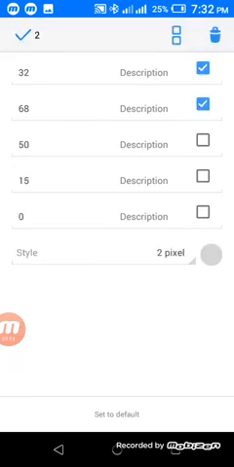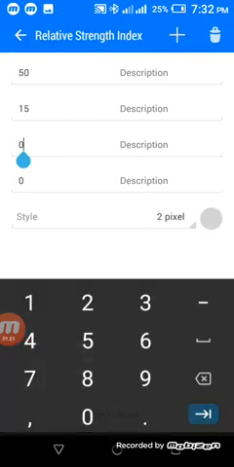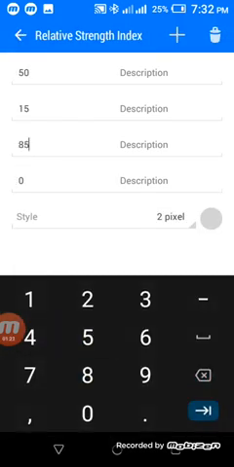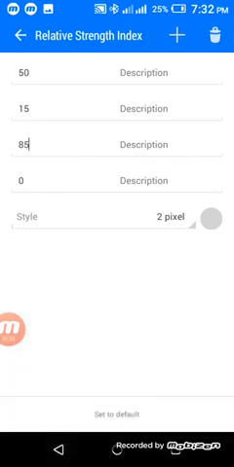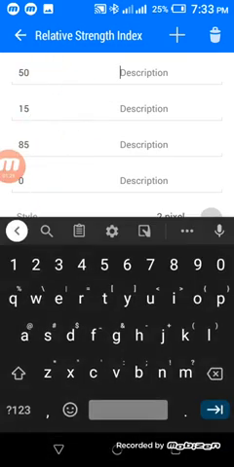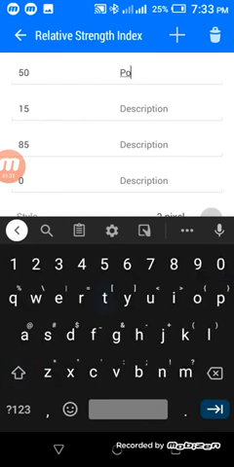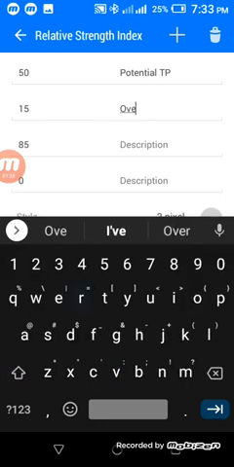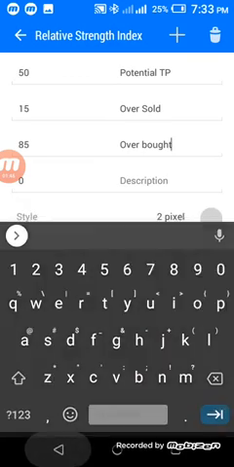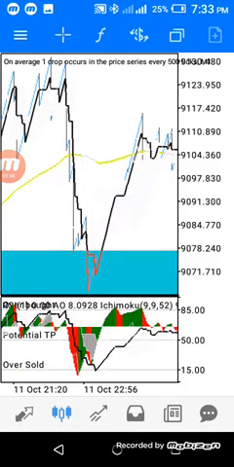These are the levels you're going to be looking at: level 85, level 15, and level 50. So our level 50 is our potential take profit, potential TP. Our level 15 is oversold. Then our 85 is overbought. Then you click done.